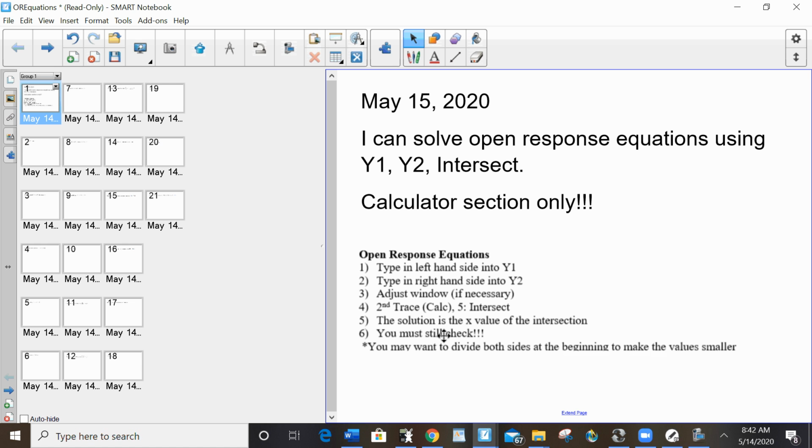Is that true? I don't think that's true. You may want to divide both sides at the beginning to make the value smaller. No, you don't need to check if you're doing this graphically. So you don't need to check. It's not a bad idea to check, but you don't have to check.